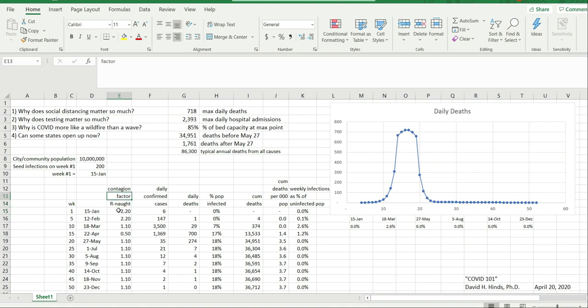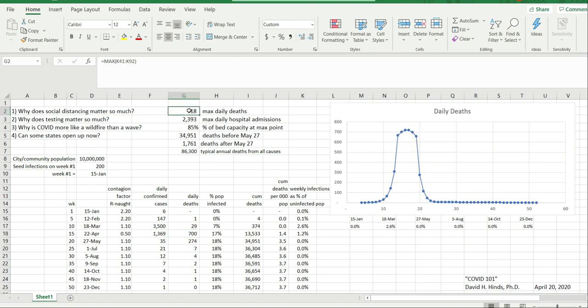Well, so again, with this model here, I'm kind of trying to replicate New York City. So we've got a population of 10 million. In January 15th, there were, say, 200 seed infections that came in from the outside. And then based on the model parameters, this is how things progressed. And you see the chart over here of daily deaths. And this tracks pretty closely. You know, here we are right now in April 22nd, right around here, just past the peak.